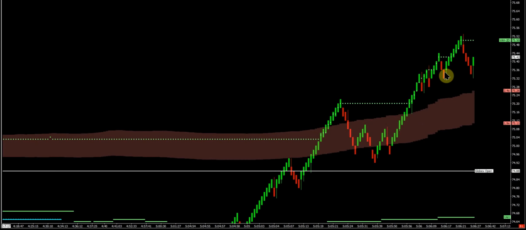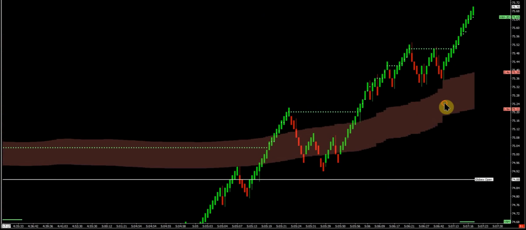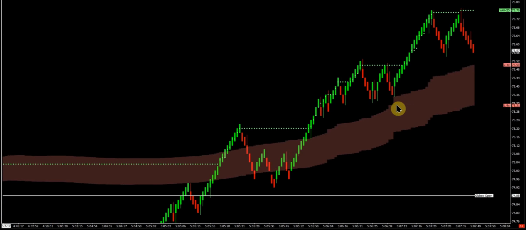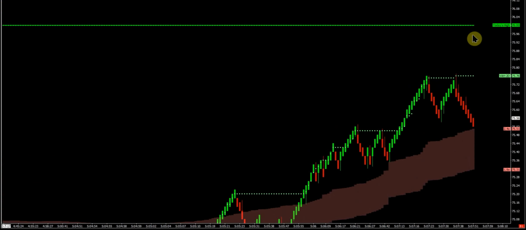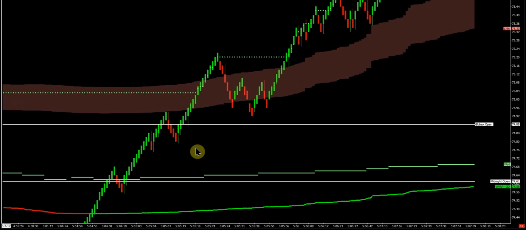There's your trade, $1,000. You could have taken it down here at the reject of the VPOC and made even more money, 74.10 to 75.65, whatever that is. So there's even more money available here. Today's high was 76.00. So you could have taken that at 74.10. That's almost a $2,000 move.